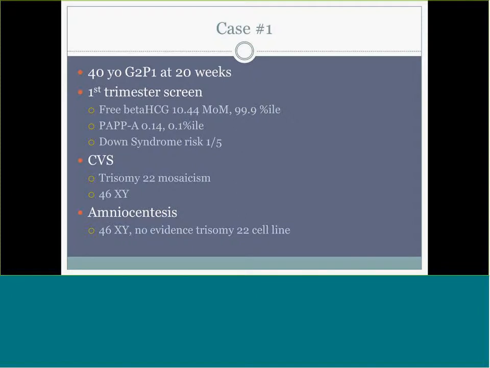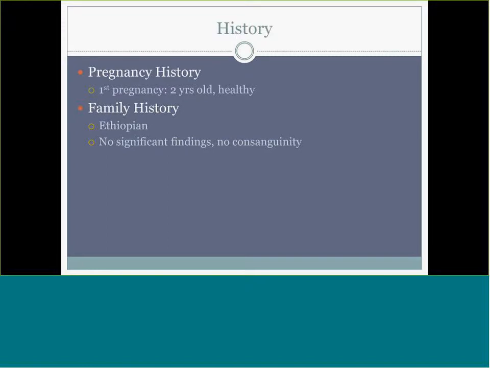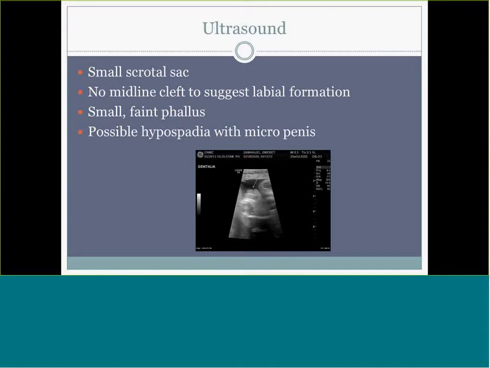A 4-year-old woman, G2, P1 at 20 weeks, whose first trimester screen was abnormal, and she had a CVS, which showed trisomy 22 mosaicism, 46XY, and then an amniocentesis in the second trimester, which was 46XY, and there was no evidence of trisomy 22 cells. She had a previous daughter that was 2 years old and healthy, and was from Ethiopia, had no consanguinity or other family history. And here's the ultrasound.